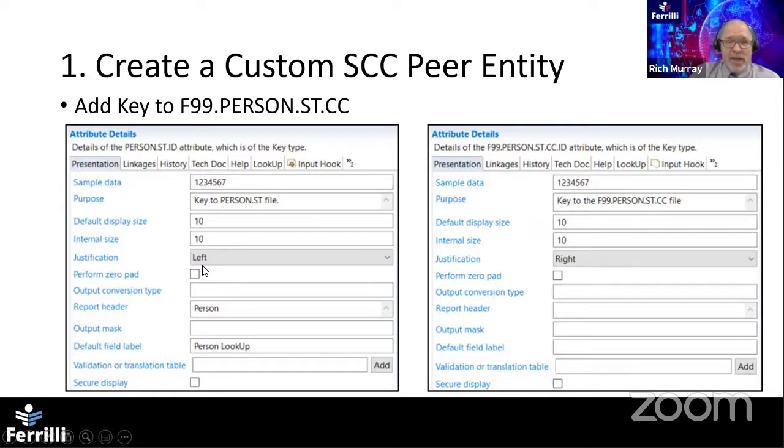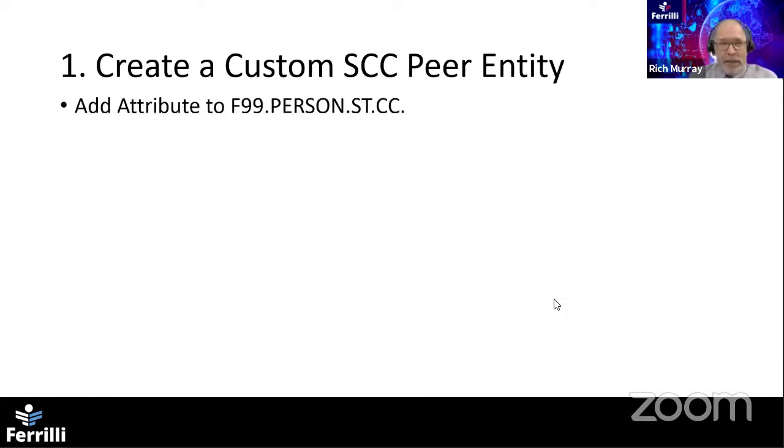For example, justification on person st.id is set to left. I set it to right because when I was coming up on all this stuff, the way I remembered whether to right or left justify was: left is for letters, right is for arithmetic. So if the data is numeric, and you can do arithmetic on it, it should be right justified. That's why I put that one in there. But my internal size is the same. I'm not zero padding either one, and I don't have a conversion string. Those are the three big ones. All right, key piece is done.